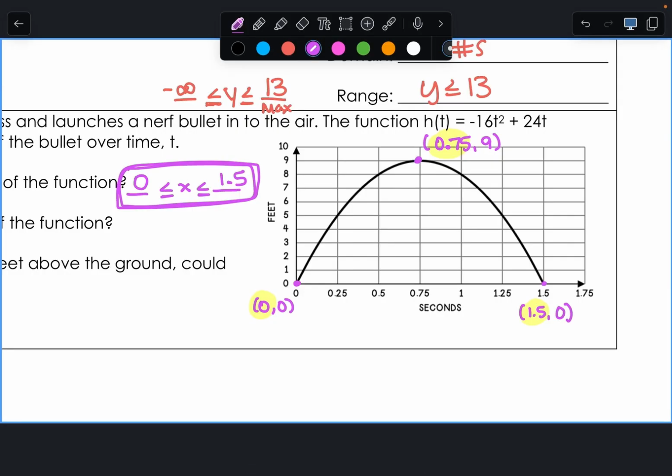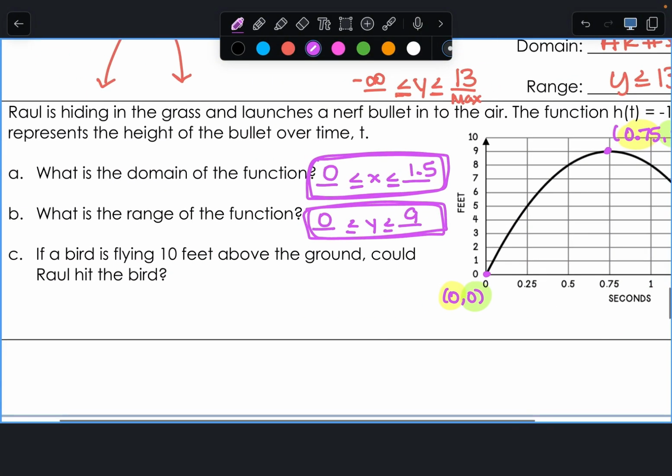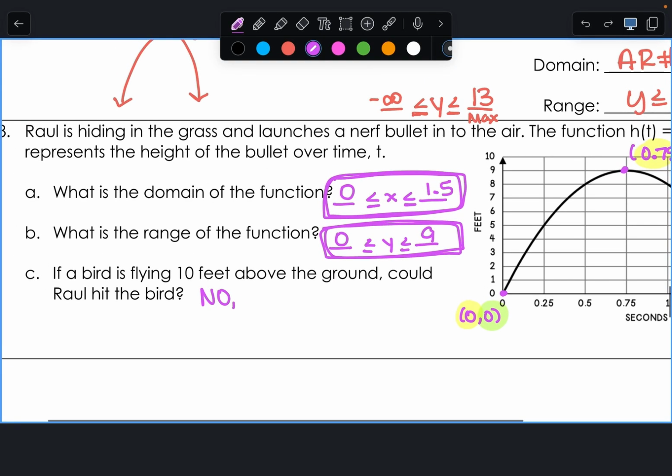All right, the range. Put a y in the middle. What is the smallest y value? What is the highest y value? So this one goes from 0 to 9. Once again, there are numbers on both sides, so the whole thing is your answer. If a bird is flying 10 feet above the ground, could Raul hit the bird? No. Why not? Because the highest point is 9. Correct.